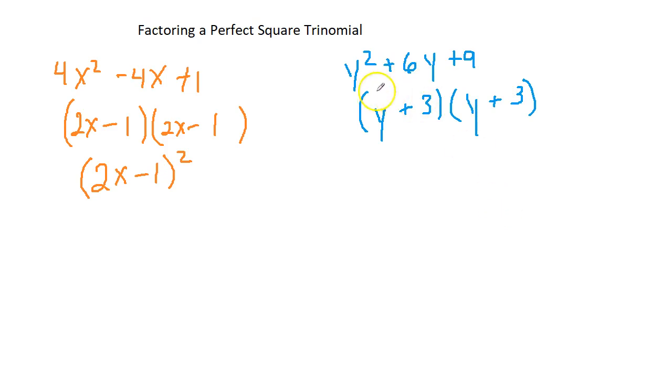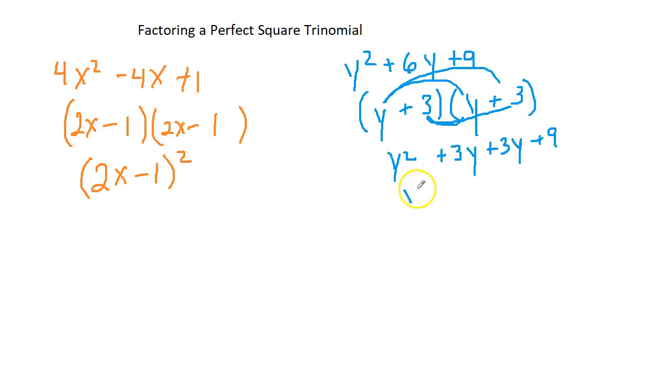Let's check it out. y times y. Let's make sure this matches. y times y is y squared. y times 3 is plus 3y. 3 times y is plus 3y. 3 times 3 is plus 9. So we have y squared plus 6y plus 9. It does check out. I could also write that as a square of a binomial: (y plus 3) quantity squared.